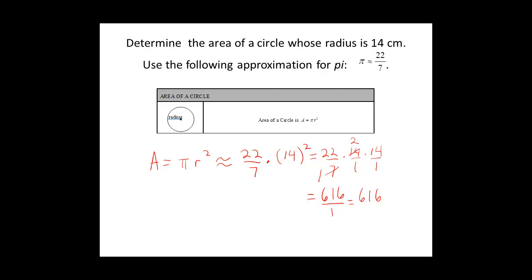Our units are centimeters, so for area we have centimeters squared. Our units for area are squared units. So the area of this circle is 616 centimeters squared.